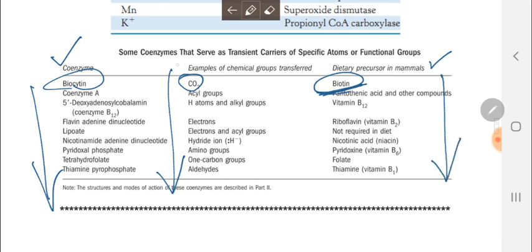These are some coenzymes that serve as transient carriers of specific atoms or functional groups. Here: CO2, acyl group, hydrogen atom, electron, hydride ion, amino groups, and one-carbon groups. Tetrahydrofolate, THF, is very important in nucleic acid metabolism. So one-carbon group carrier and aldehyde carrier.